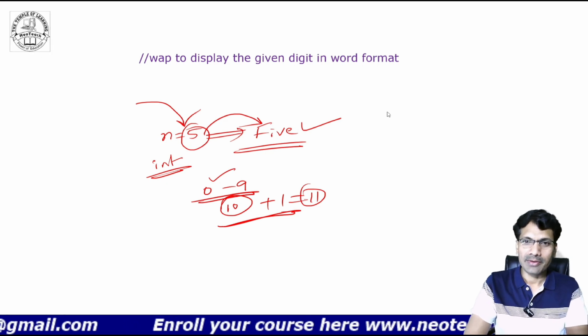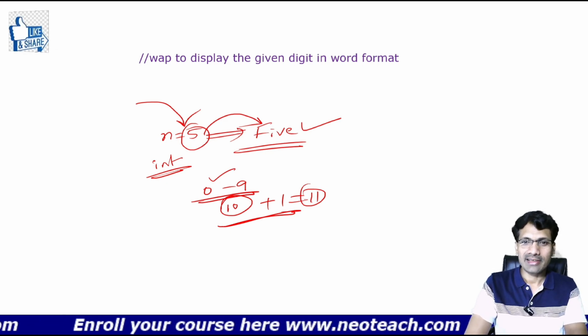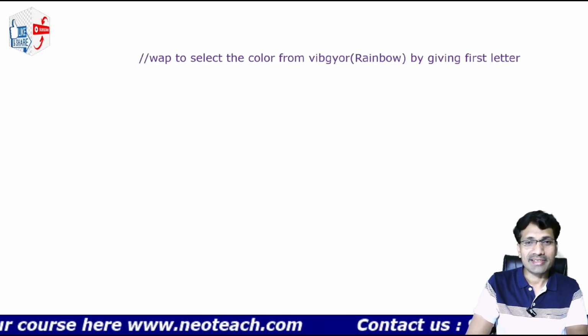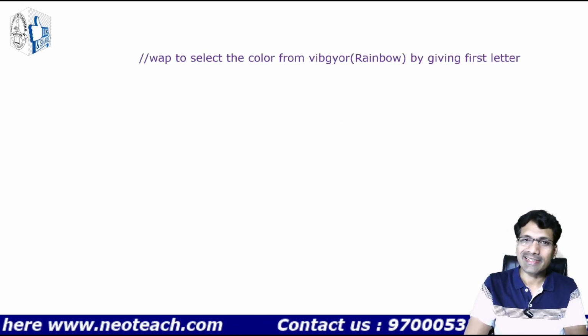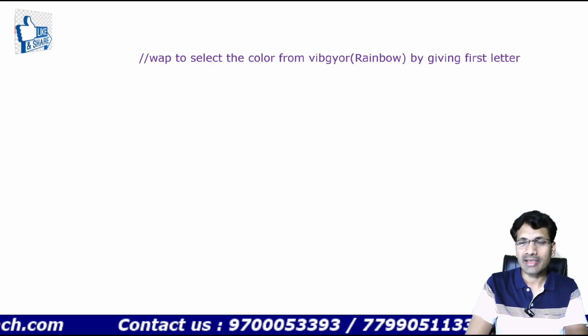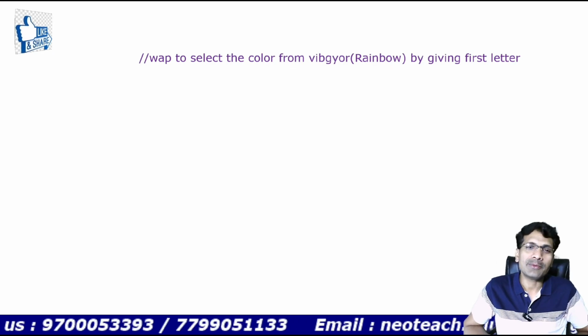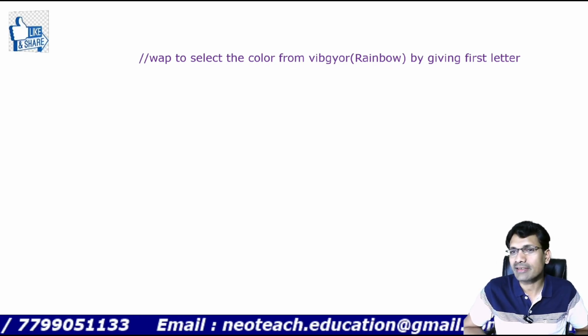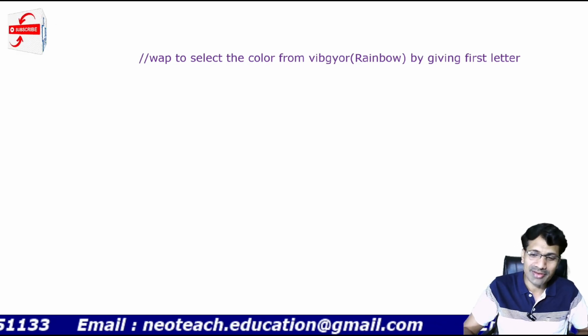See, this is one program I just explained, and you can try one more program, or else I will explain it now, and some more programs I will cover in the next session, which is the complete programming section. Okay, one more program: write a program to select a color from WebGR, by a given first letter.